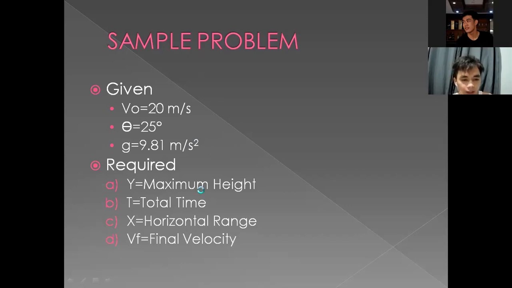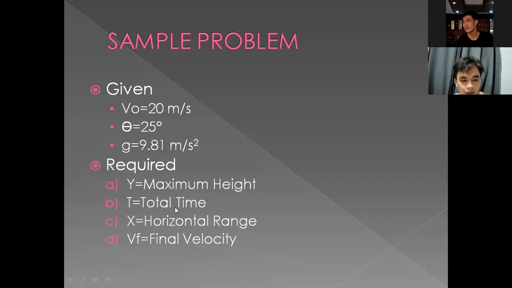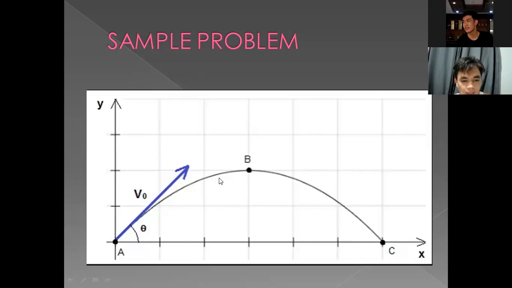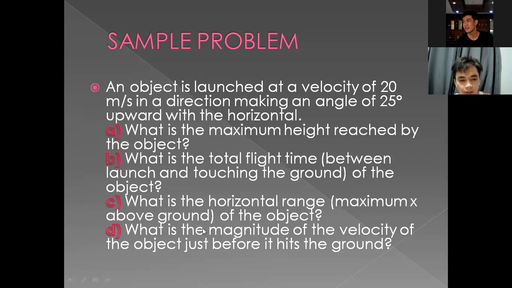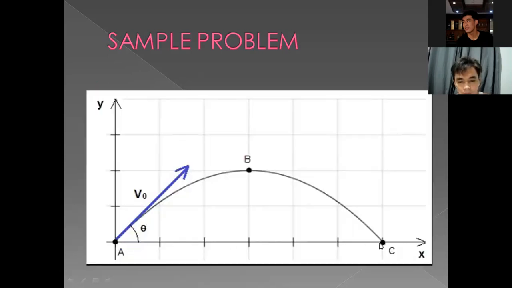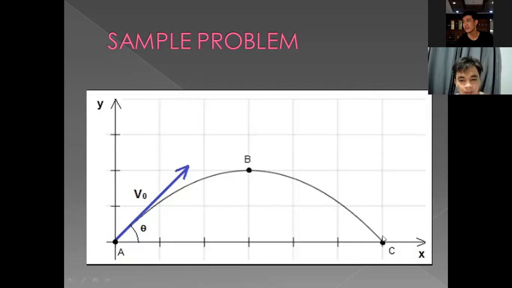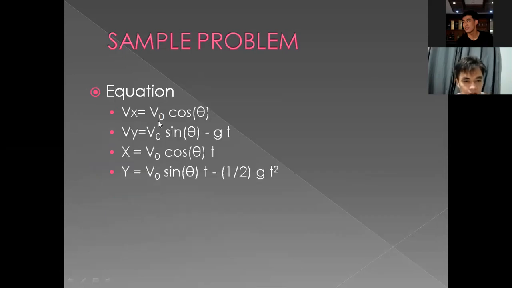Yung hinahanap natin is yung y, or yung A, yung maximum height. Yung B is total time, yung time na tinake niya para maabot itong point na to, and C, horizontal range, which is itong distance from A to C. Tapos lastly is the final velocity, yung velocity ng object before it hits the ground. Yun. So proceed tayo sa equations.